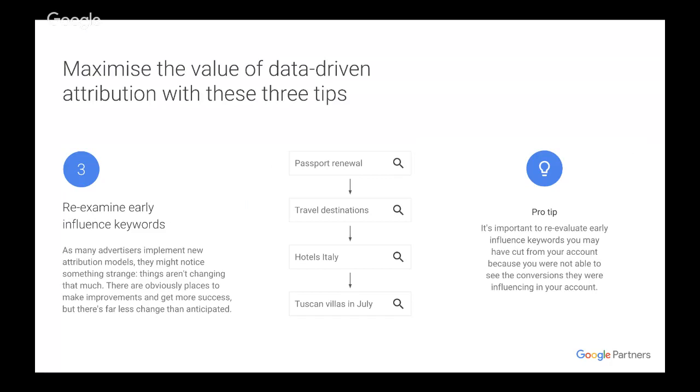If you're able to consider the upper funnel keywords and understand the value they're bringing to your business, this is going to change greatly. And the last pro tip we want to give here is the following. It is important to evaluate early influence keywords you may have cut from your account. Because if you didn't have these insights before, you could have thought, okay, passport renewal, definitely not useful. But if you implement these suggestions and you apply what we've discussed today, you may find out that this is actually influencing your customers, and you want to include that.